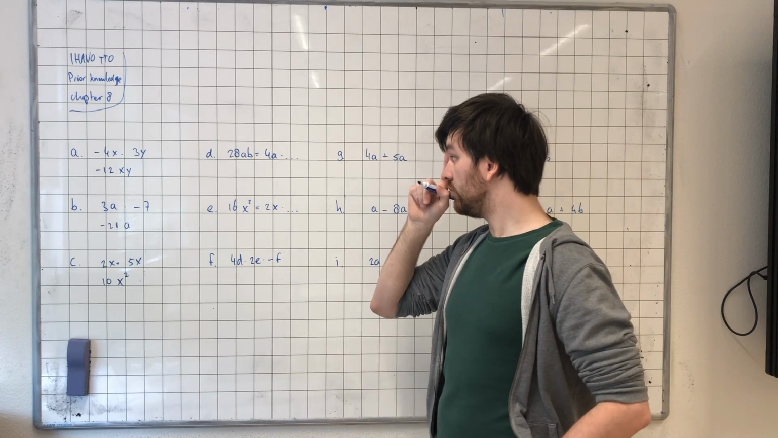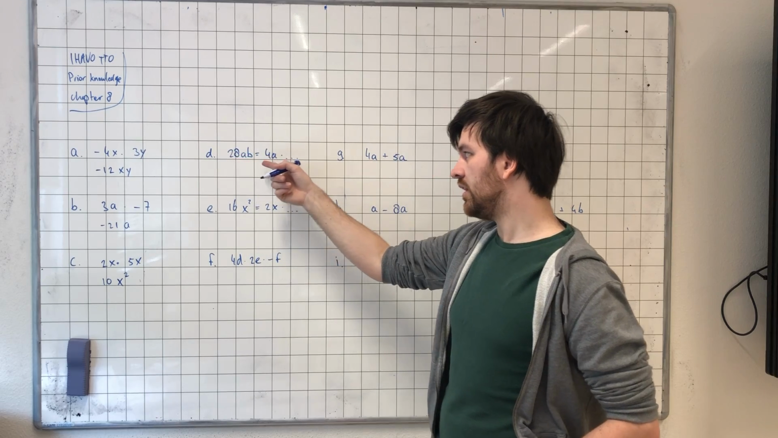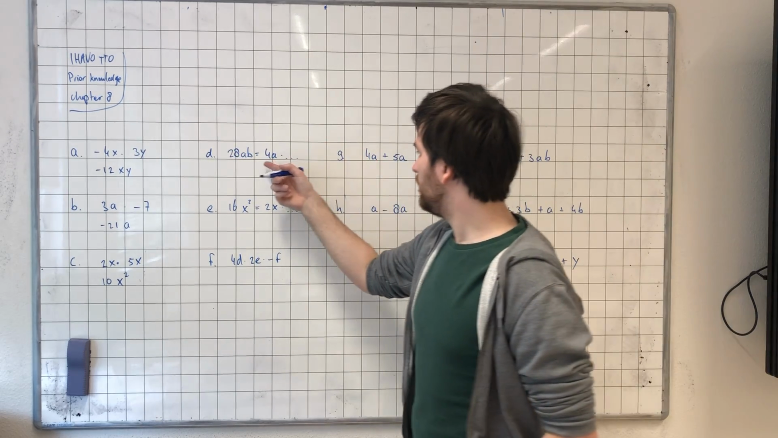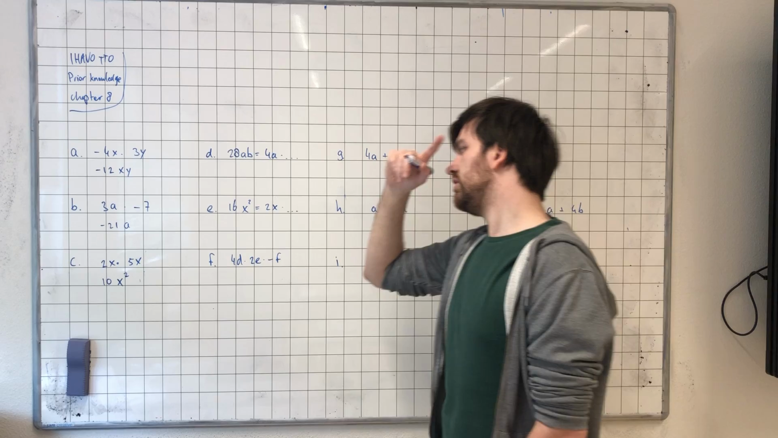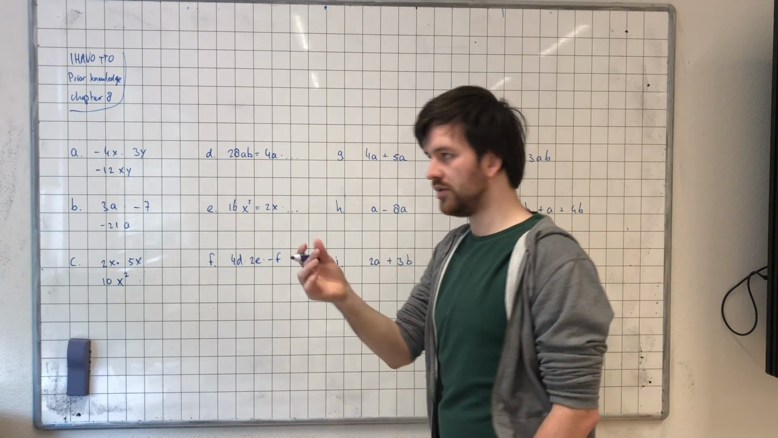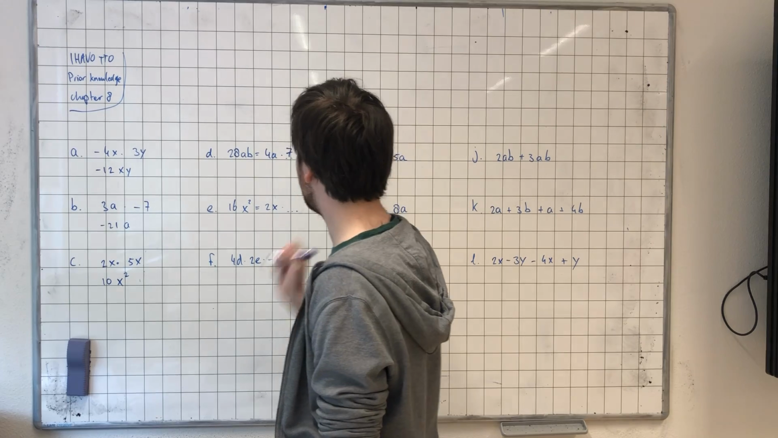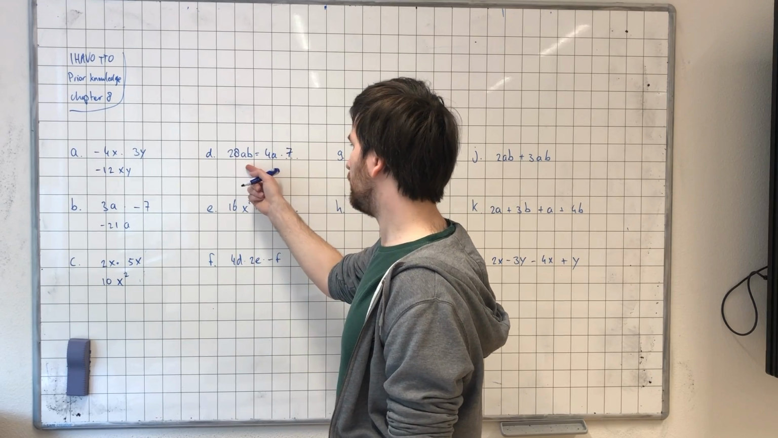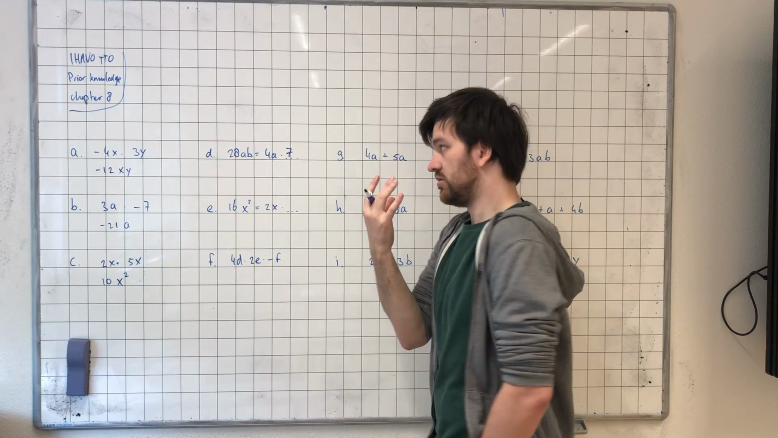In this case, we have 28ab, and we have to think of a times something is the 28ab. So what do we need to get 28? We have to multiply 4 with 7, so we definitely need a 7. Which letter do we need? Well, we already have an a, so we just need a b.